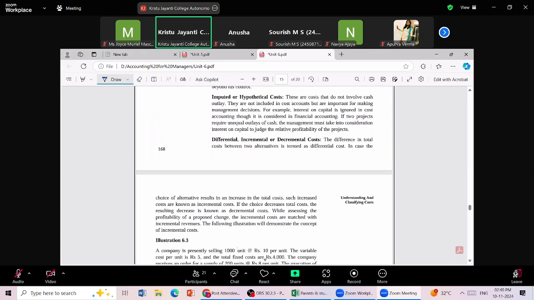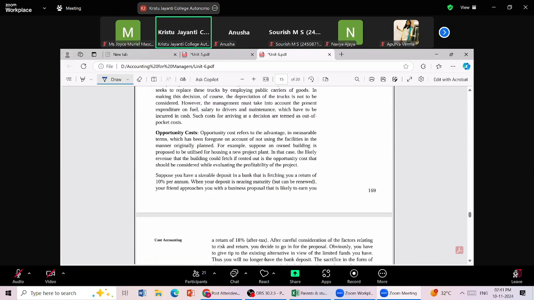Then hypothetical cost. These are costs that do not involve cash outlay, for example, interest on capital. It is totally ignored because in cost we focus only on the cost area. We never consider the interest on capital. But it is one of the important factors when we study the outflow of cash, right? So that is hypothetical cost, which cannot be considered, but it also plays a vital role.